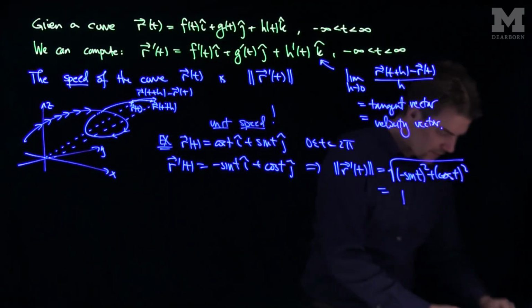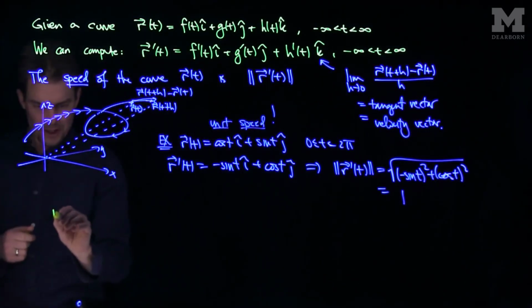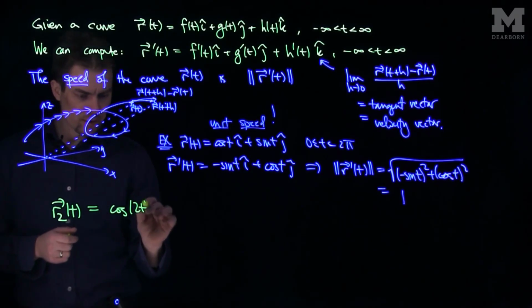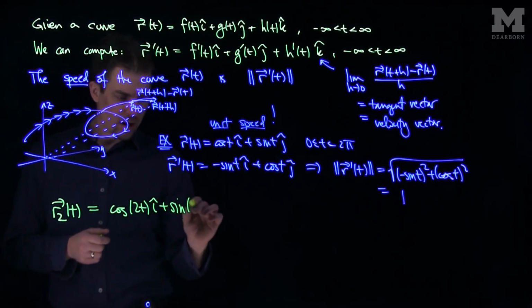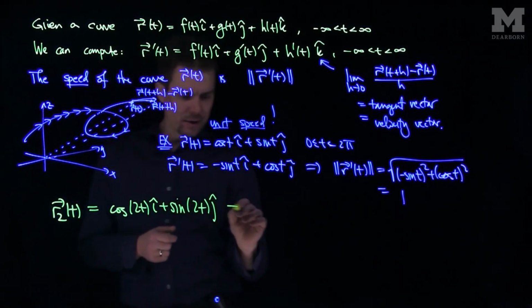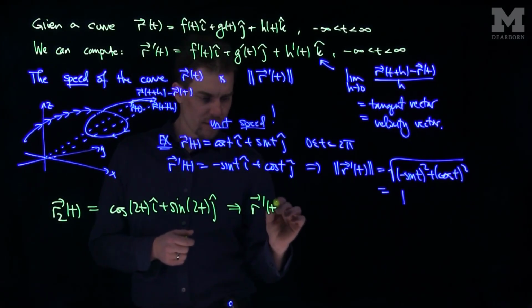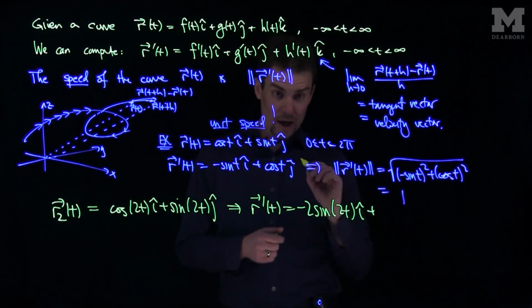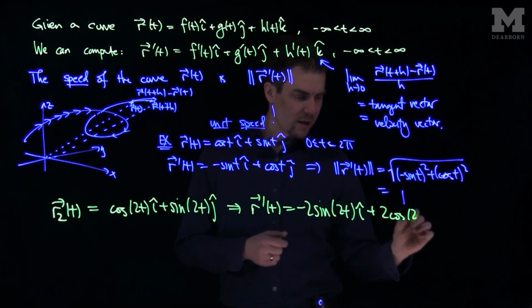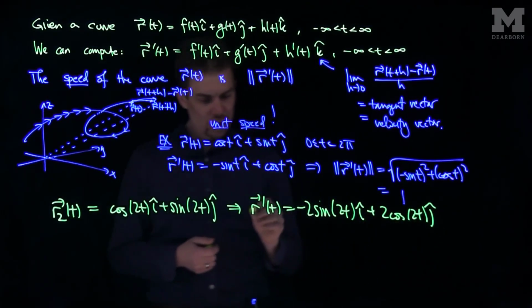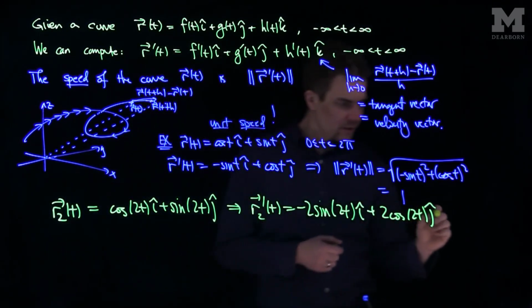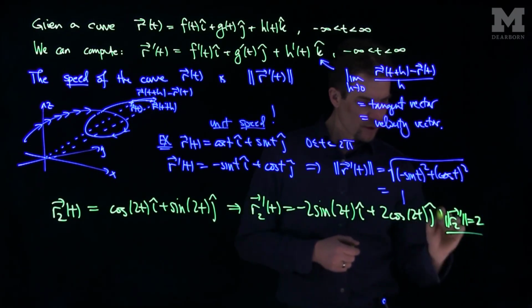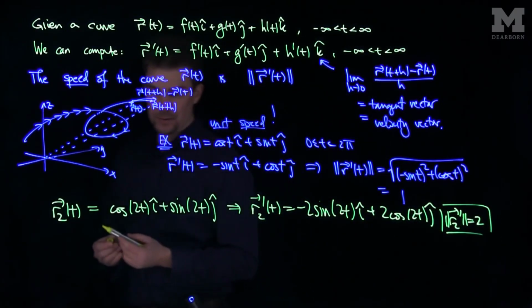We can look at a different representation of the curve. If I look at r2 of t, which is the cosine of 2t i hat plus the sine of 2t j hat, then the derivative of this curve, the velocity vector for this curve, is going to be negative 2 sine of 2t i hat plus 2 cosine of 2t j hat. And we can check that the speed of this curve, r2, is equal to 2. So this curve has speed 2.